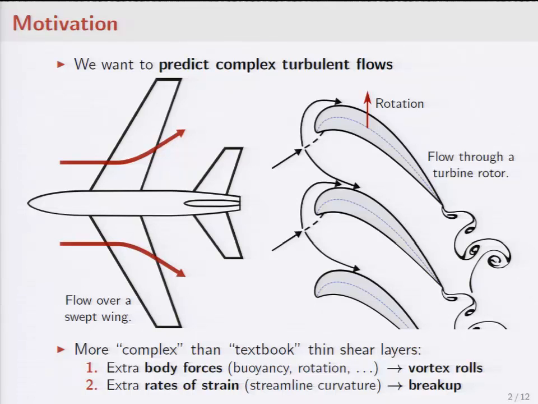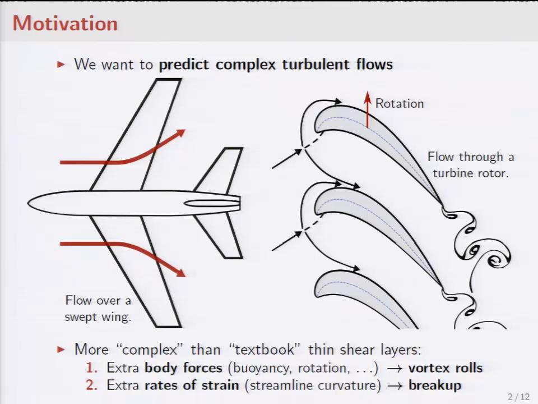And so we have various engineering flows and other astrophysical flows and so on. They have various body forces or other sources of complexity that are more complex than a standard two-dimensional turbulent shear flow on a wall or a boundary layer. Okay, and so this can lead to the generation of vortex rolls.